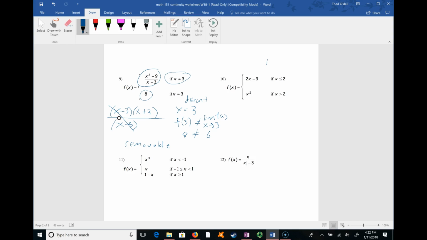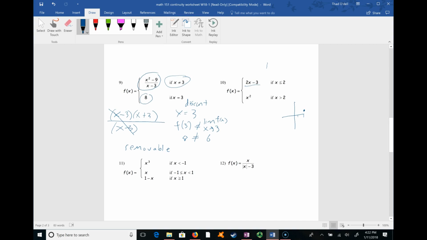So what's going to happen, just do a quick little sketch here. At x equals 2, we know this one is going to be equal to 1, I think I said. Is that right? Yeah, 4 minus 3. So that's going to be right there. And then for x squared, when I plug in 2, I get 4. So there's 1, 2, 3, 4. It's going to be a little open circle up here.